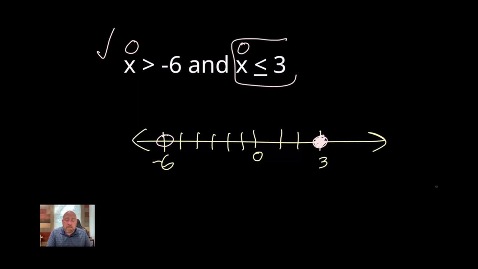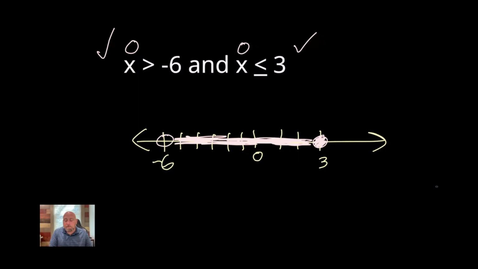Now we'd ask ourselves the same question over here. Is 0 less than or equal to positive 3? And the answer is yes again. So guess what? We're going to shade this in the middle. So the middle gets shaded in, okay?